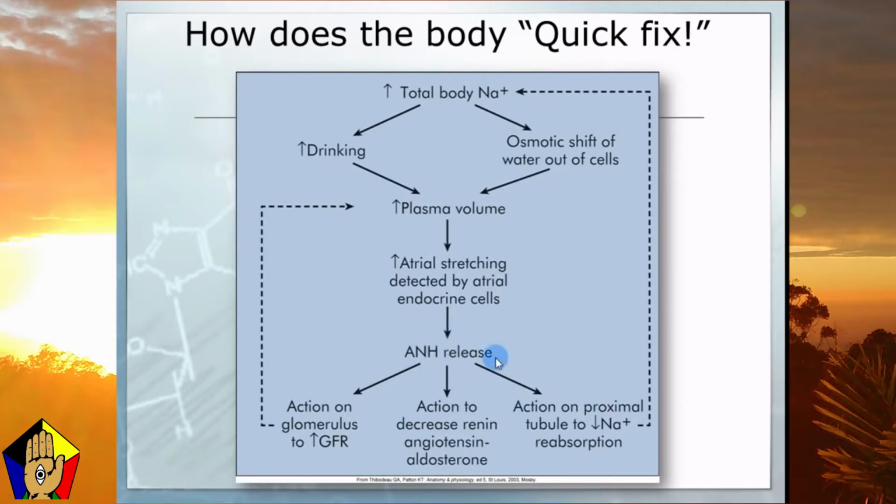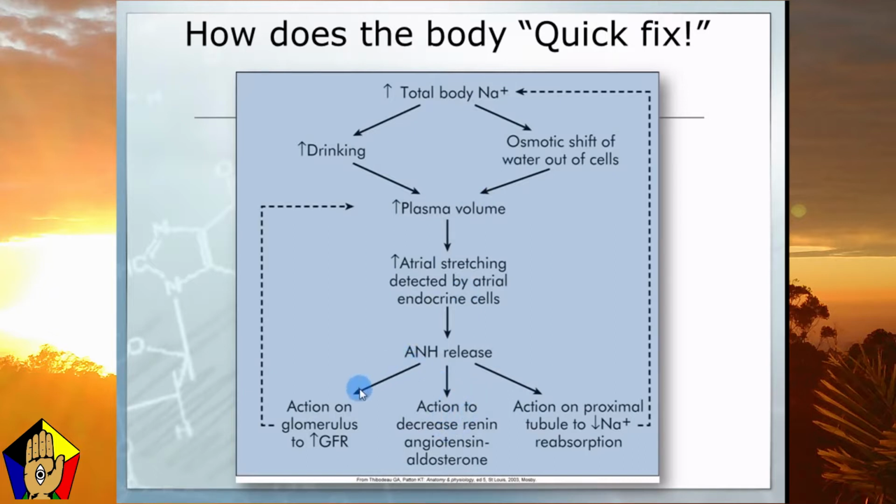Right? So ANH, ANP, goes down to the tubules, and it causes you to decrease reabsorption. You're going to stop reabsorbing salt. In other words, you're going to urinate salt out. Okay? You're going to stop releasing renin, because remember, renin is going to turn on aldosterone eventually, make you retain salt. So you stop that. Right? By the way, your blood pressure's changing a little bit. It's going up, plasma volume, so that's going to stop renin from release too.